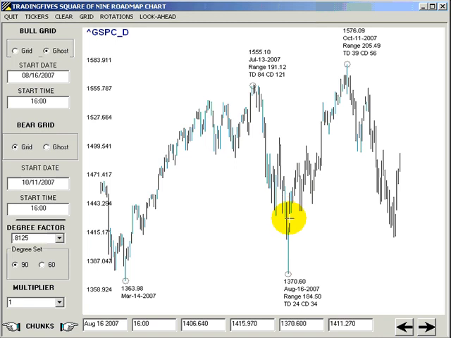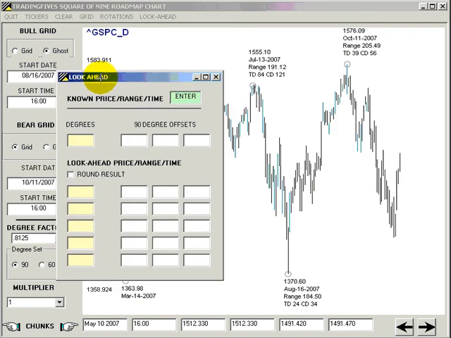In real time, you often want to have a handle on what to be looking for, either in time or in price. And one way to do that is to use the Lookahead tool. We'll use the same swing, the same example, where we had a range of 191.12. So if we pull up the Lookahead tool and enter 191.12 points, the tool immediately converts that to degrees, the 90 degree offsets, and also looks ahead and does the reverse mathematics to let us know that 15, 19, 23, 11, or 34 calendar days would be a potential turning point in the future.